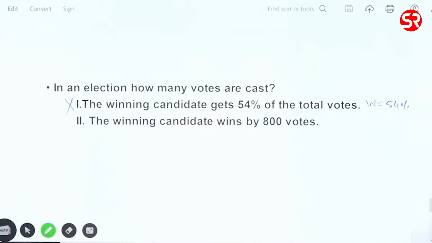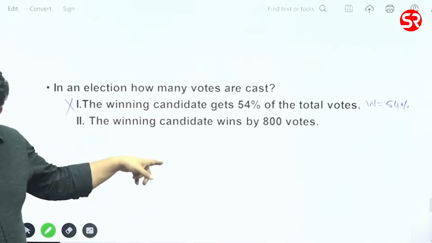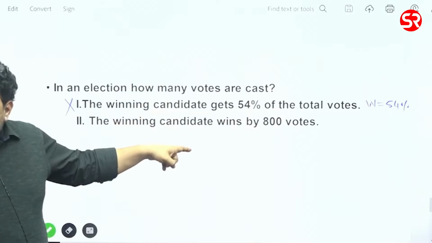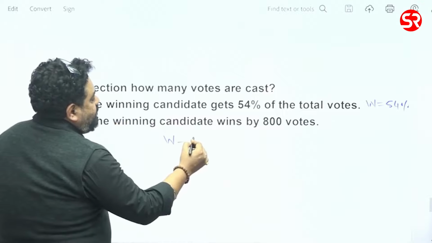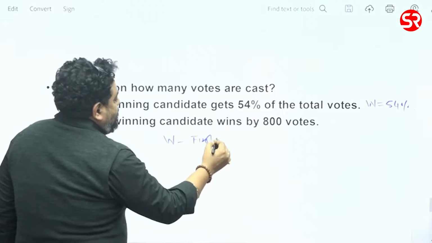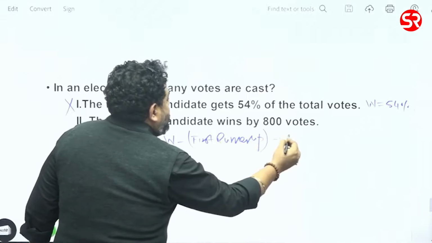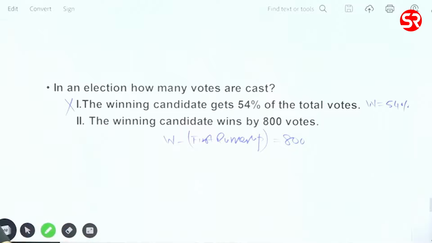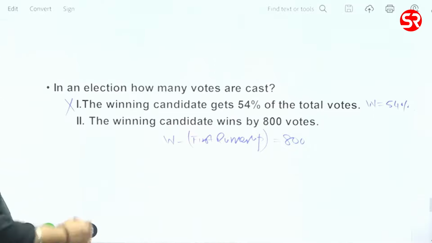Second, the winning candidate wins by 800 votes. So, when I see the second, I forget the first. Now, I don't know how much the winning candidate got. That was information in the first, I won't use that information in the second. So, he says winner minus first runner up is equal to 800 votes. This does not give you how many votes are cast because the winner's votes were not known, the first runner up's were not known. So, I think gone.